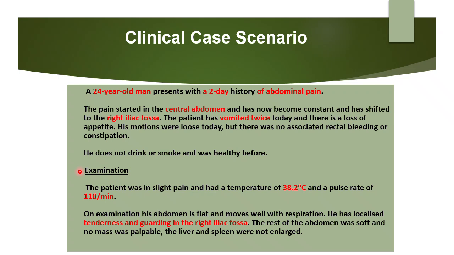On examination, the patient was in slight pain and had a temperature of 38.2 degrees Celsius and a pulse rate of 110 per minute. On examination, the abdomen is flat and moves well with respiration. He has localized tenderness and guarding in the right iliac fossa. The rest of the abdomen was soft and no mass was palpable. The liver and spleen were not enlarged.